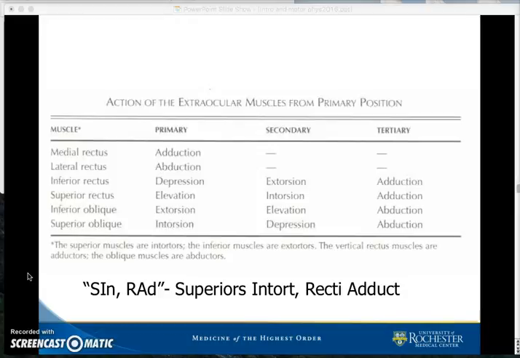The shorthand for this is the mnemonic SYN and RAD. The superior muscles intort the eye as their tertiary secondary action. So superior oblique, superior rectus are both intorters. Conversely, the inferior muscles are extorters. The inferior rectus, inferior oblique are both extorters. The recti, the superior rectus, inferior rectus, their tertiary secondary actions are to adduct. Conversely, the oblique muscles are abductors. So that's the short way to memorize all the secondary and tertiary actions of vertical obliques.